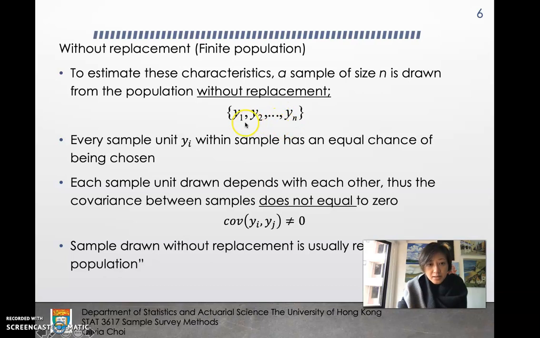So Y1 appears once here, and it's not going to be selected again to appear in the entire sample. Without replacement, or finite population, each of the sample units would have the same chance of being chosen, and each sample unit would depend on each other. You can think about why it is the case. So they depend on the previous or already chosen sample unit. The covariance of yi and yj does not equal 0 anymore, because they depend on each other being chosen.